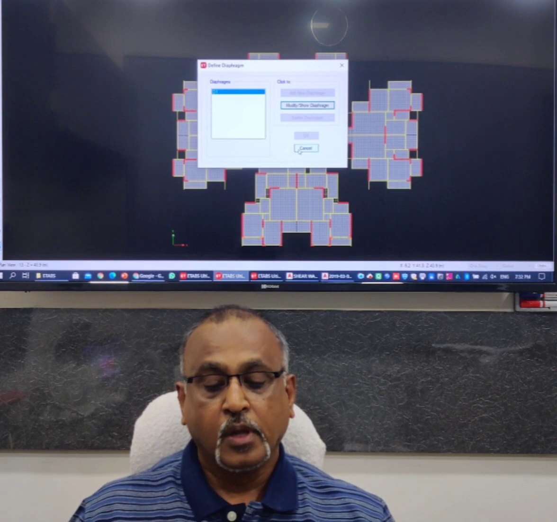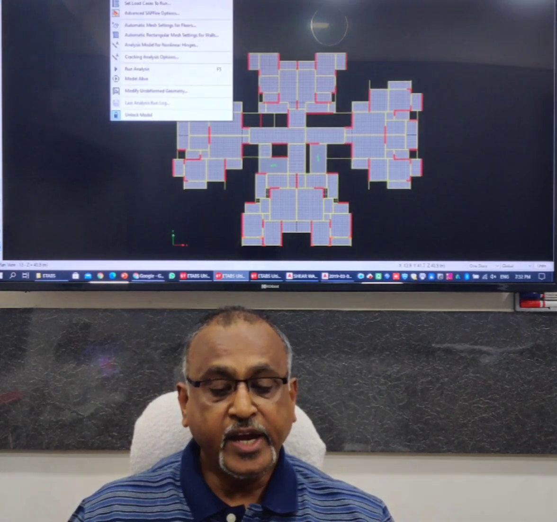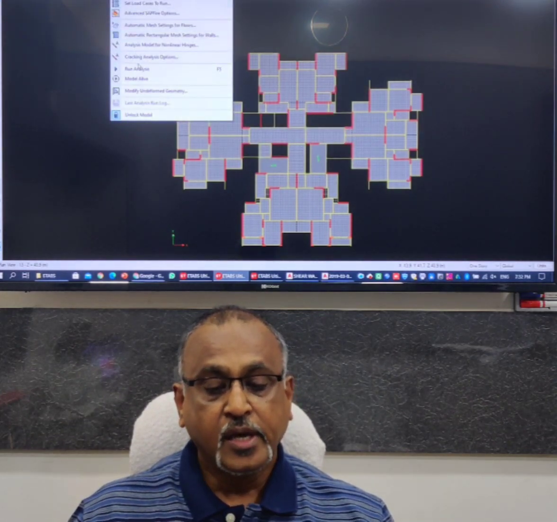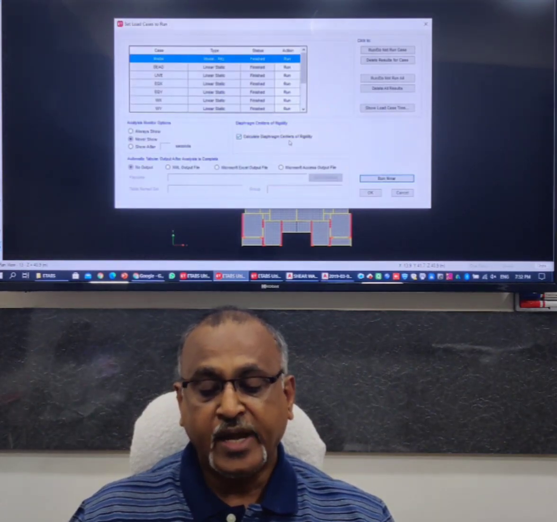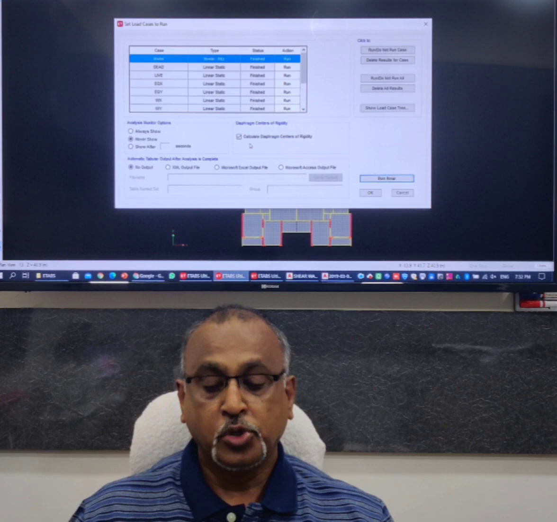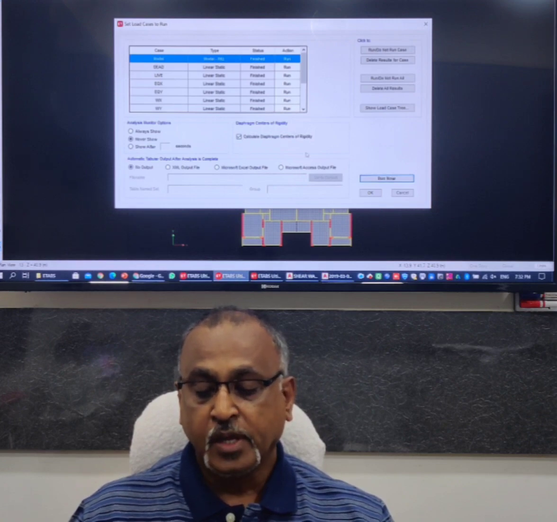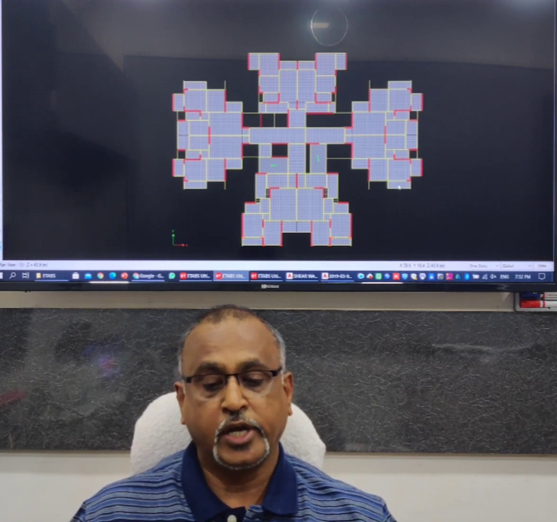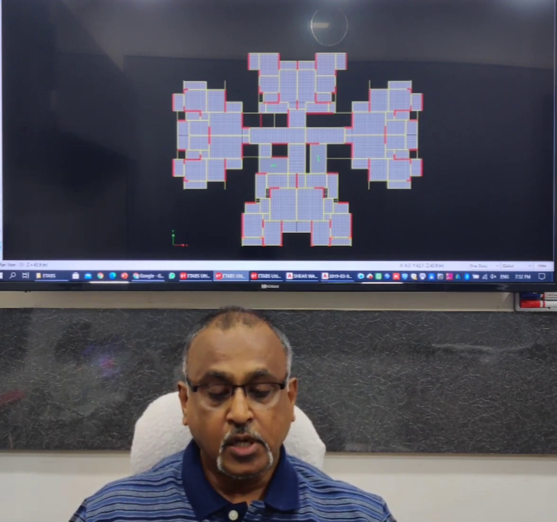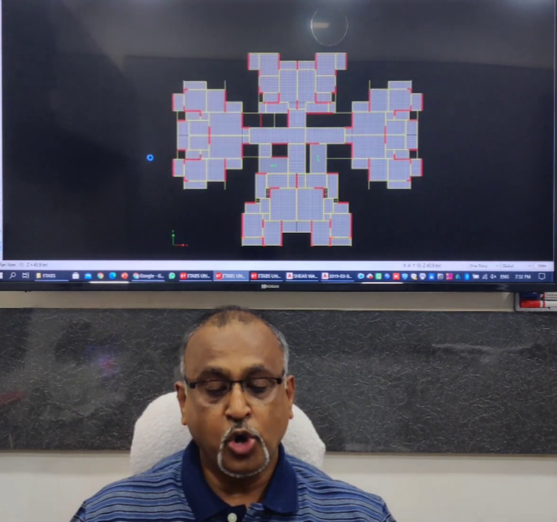Now, also while running, I need to clearly mention that I want to calculate diaphragm centers of rigidity. So this I need to mention here. If I mention that, then I can find out the center of rigidity and center of mass. Center of mass is always there, but center of rigidity will be calculated now. So let us look into the table, show tables.